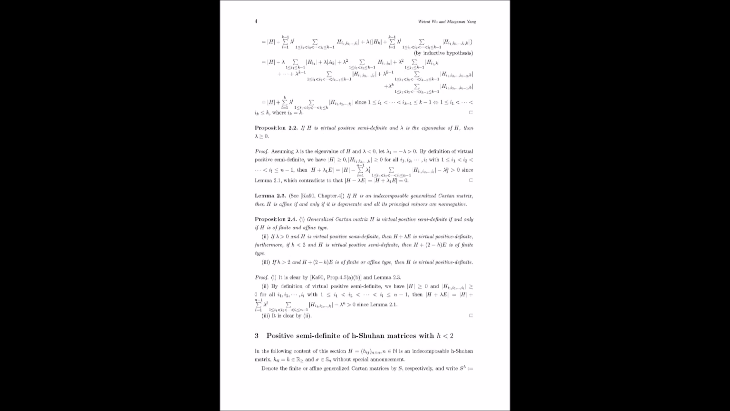For generalized positive semi-definiteness, the theorem states that an h-Shuhan matrix, with any 2, is generalized positive semi-definite if and only if one of the following holds. H is one of the exceptional types. So for generalized positive semi-definiteness, the types are always included regardless of the value of h. Right. And for Chayes, we have a similar condition on h as we saw for positive semi-definiteness. Precisely.